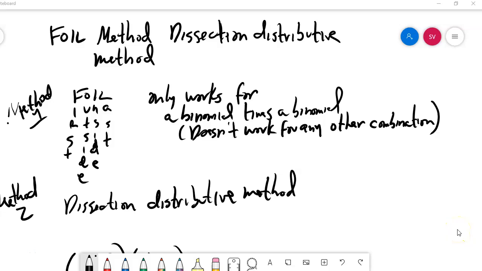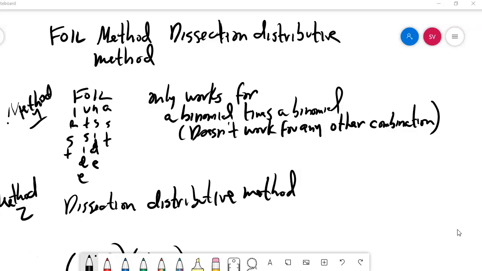Hello and welcome to this video lecture presentation on the FOIL method and a setup that I call the dissection distributive method. We'll first discuss the FOIL method, what it's for, and when it can be applied. Then we'll talk about the dissection distributive method.